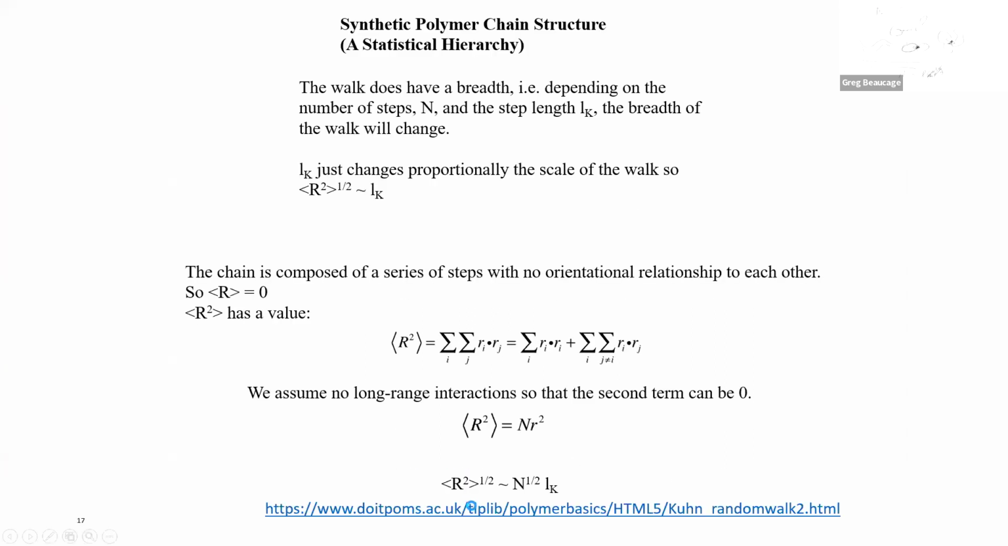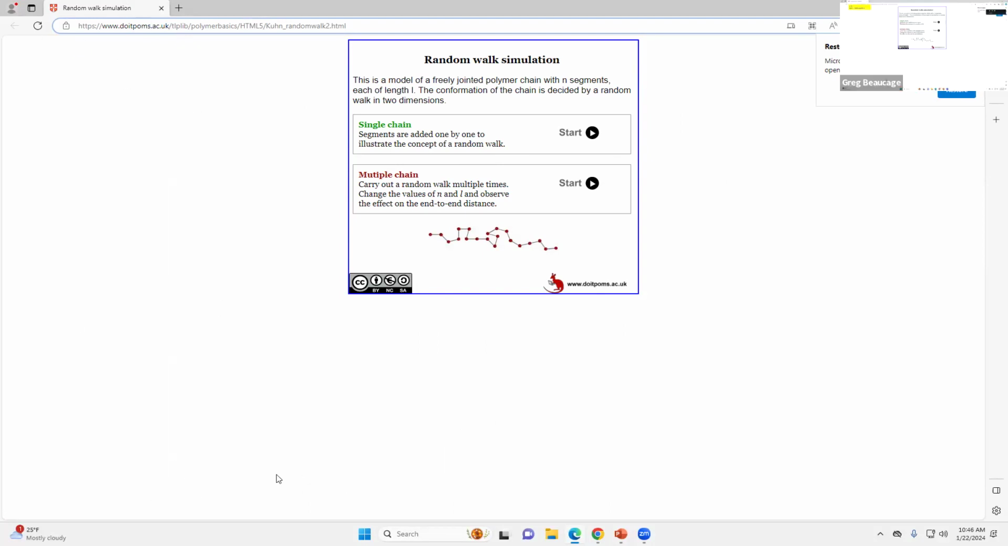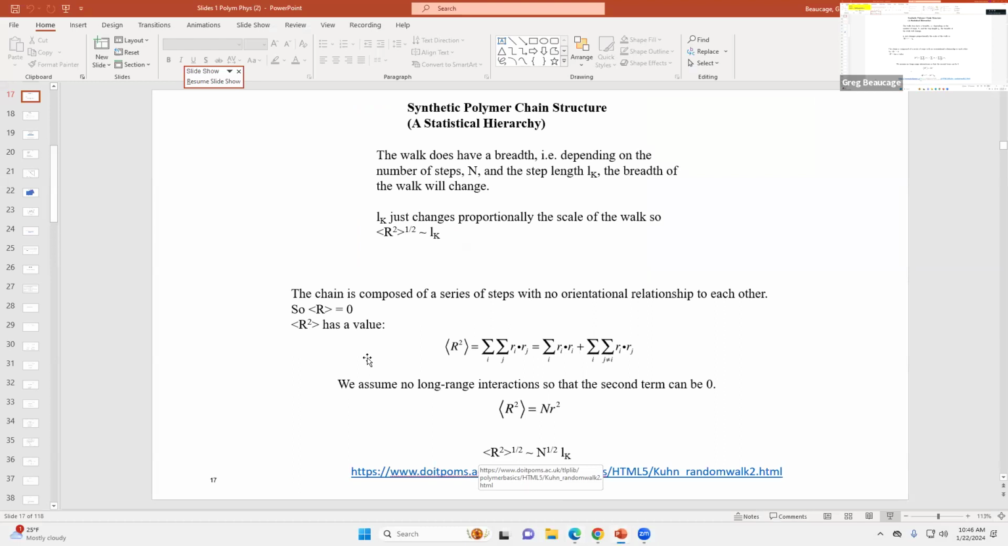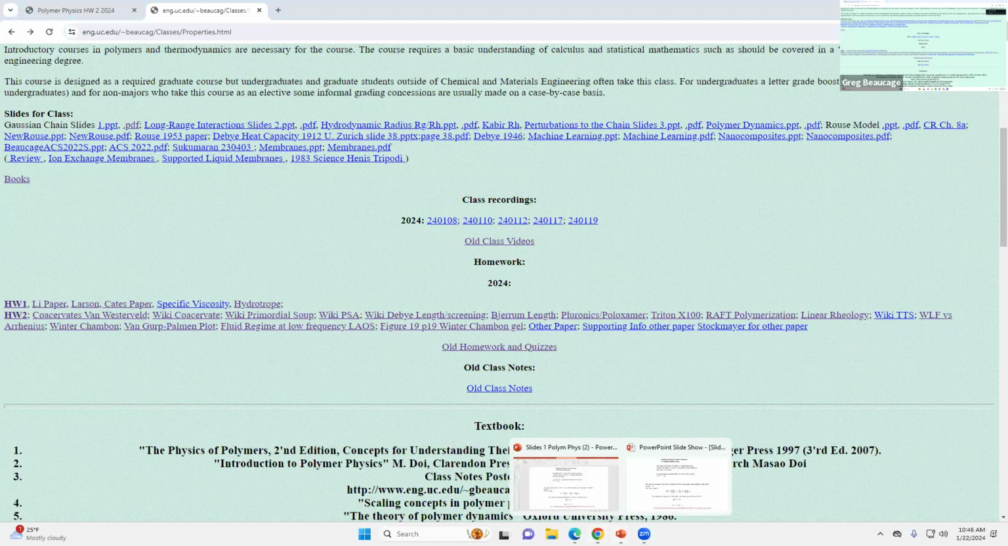This is another one of those random walk things. So he does a single chain. It's in the slides, this thing I added in. Anyway, it's another random walk.